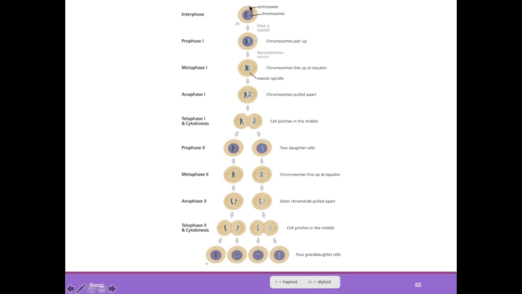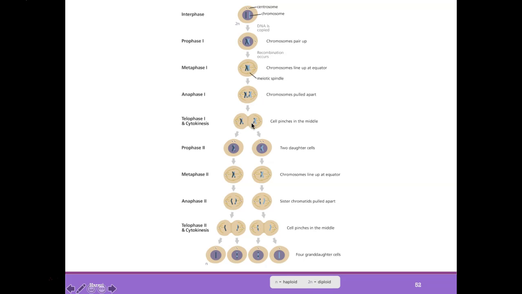We said interphase was the one time DNA was copied, and this is a cell that's 2N. Right, this is a diploid cell. So we have one of each. Then in interphase, each of these was copied. In prophase I, those copies formed a tetrad. They lined up and they crossed over. Crossing over and recombination. The chromosomes lined up at the equator, and the homologous chromosomes were pulled apart.